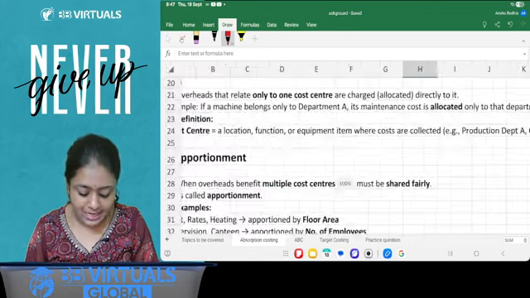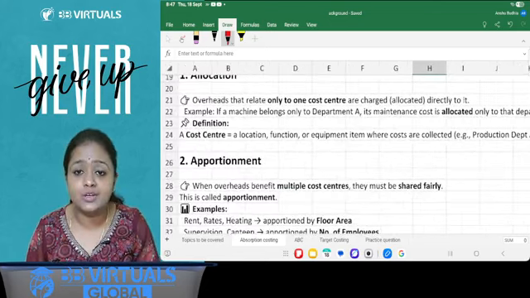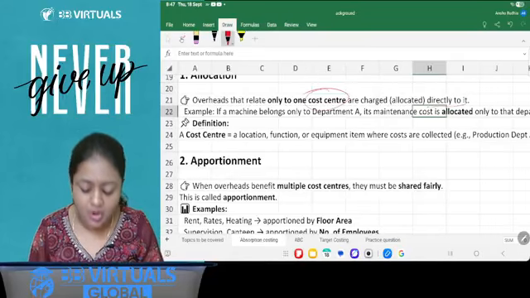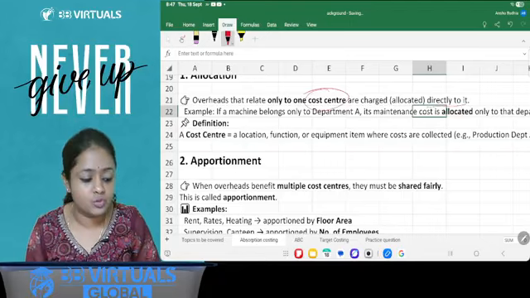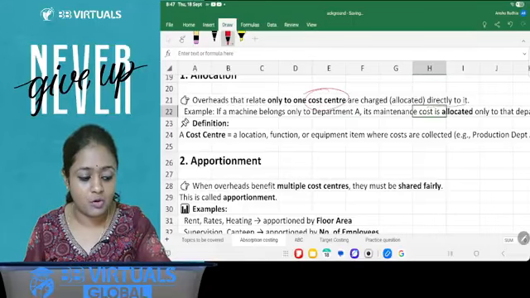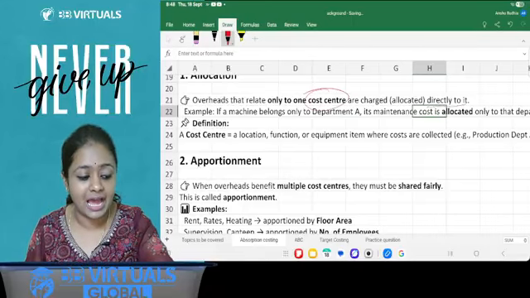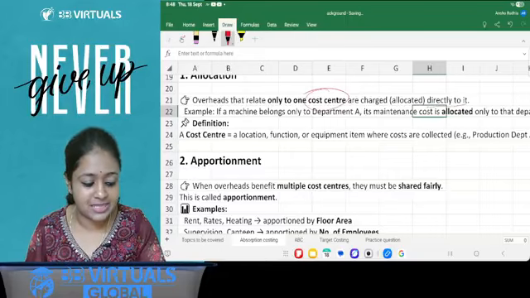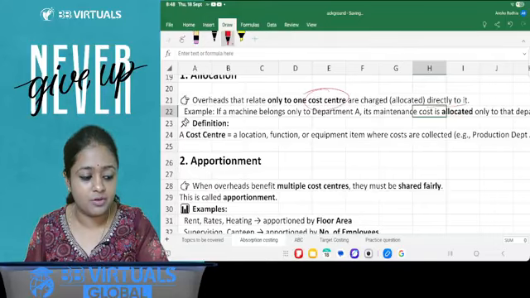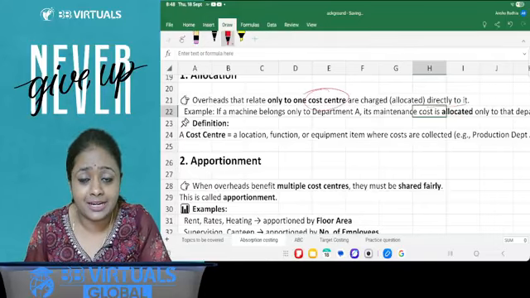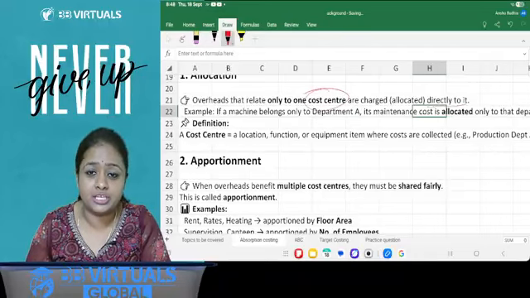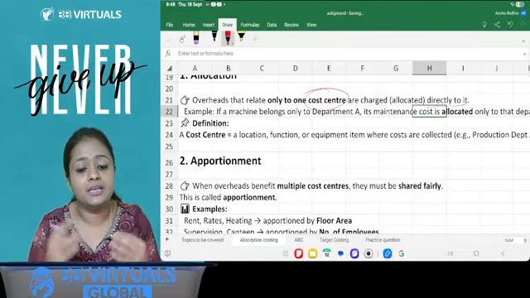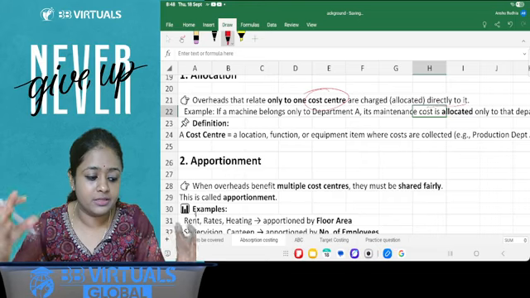So allocation, when I say overheads that relate to only one cost center, they are charged directly to it. Cost center is the smallest unit to which the overheads are allocated. So for example, the production departments, for example, the service departments, like the employees' salary, we allocate to the accounting department, HR department, marketing department, and so on. So it can be a department, it can be a function, it can be a unit within the company.